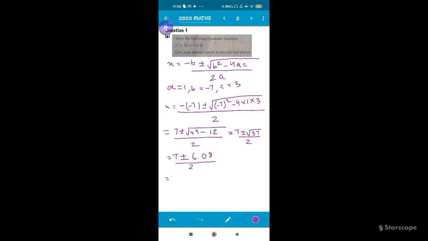So we have two answers. One is 7 plus 6.08 by 2, and the other answer is 7 minus 6.08 by 2. So if you solve it further, your final answer comes up to 6.54 and 0.46. Since they have said correct to 2 decimal places, that's why after the decimal I have kept 2 numbers. So I hope this question is clear. This was a very simple and easy question. So I guess you have understood it.